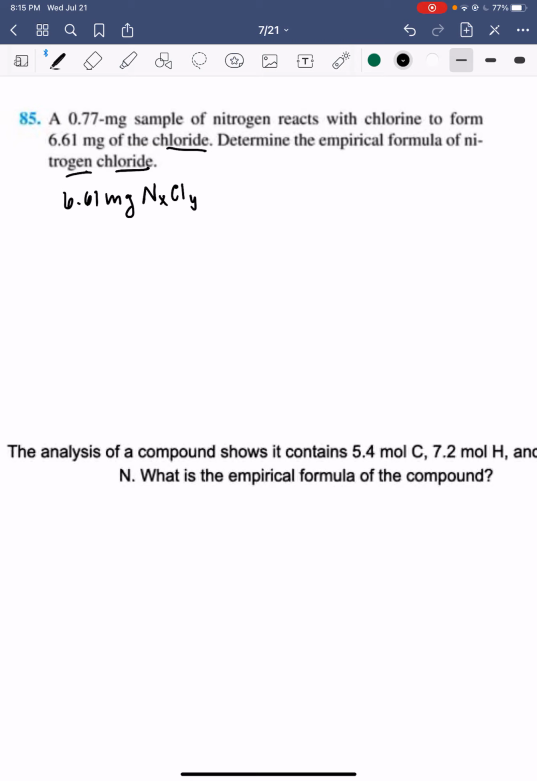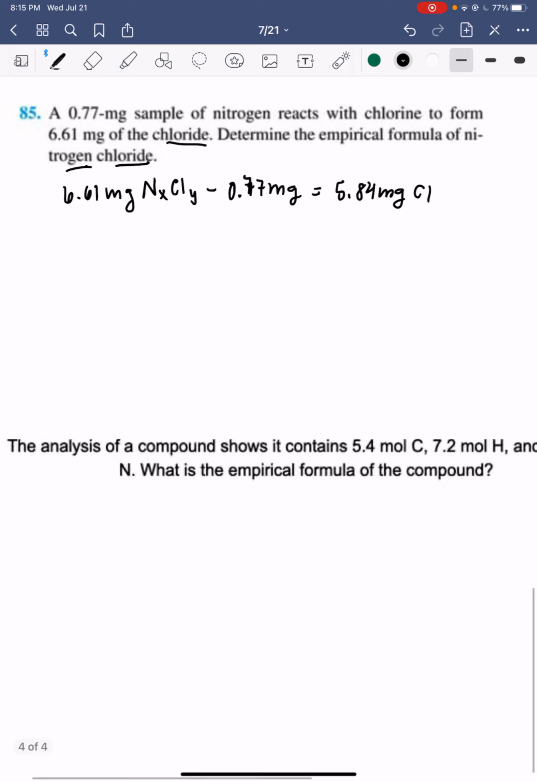But we do know that there's 0.77 milligrams of nitrogen. Let's find how much chlorine we have. There's some simple subtraction here. And we should get 5.84 milligrams. We know this is chlorine because we subtracted. From here, remember what I said, we want to get to moles. Oh, this is nitrogen. Okay.